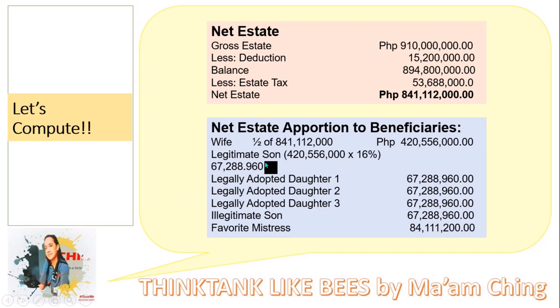For the legitimate son, the legally adopted daughters 1, 2, 3, and the illegitimate son, they have 80% of the share, which will be divided equally among them. So 420,556,000 times 80% divided by 5, because they are five, so they will receive 67,288,960 pesos for the five of them. And then the remaining 20% will be given to the favorite mistress. So 420,556,000 times 20%, the favorite mistress will receive 84,111,200 pesos.